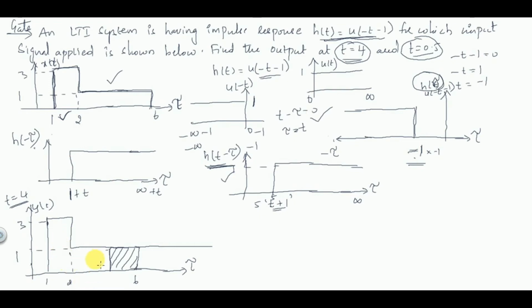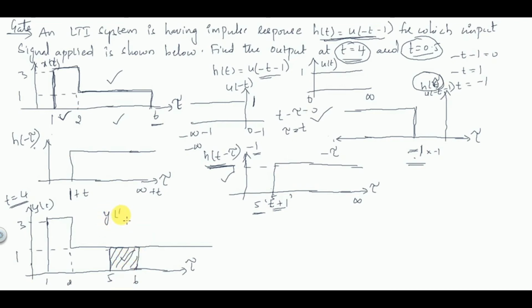Okay, so beyond 5, it starts from 5. So if tau is less than 5, h of t minus tau is equal to 0, because below 5, its value is equal to 0. And beyond 6, x of tau is equal to 0. So it extends from 5 to 6. 6 is the limit here and 5 is the limit here. So that is what the common area is.